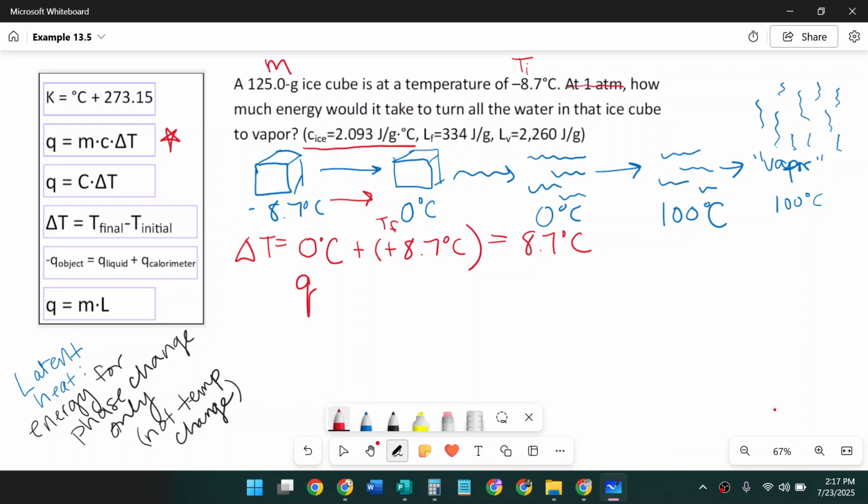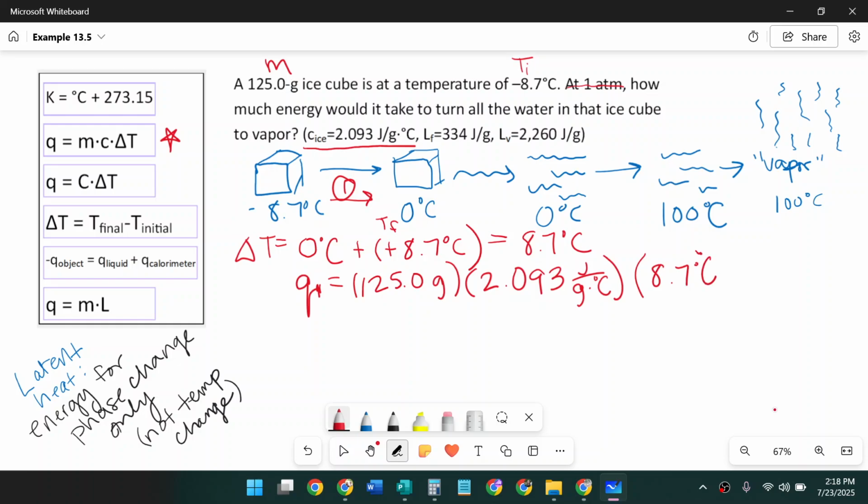So now we can find the Q of step 1. I'm just going to call it Q1 because that's our first step. So M, C, change in T. 125.0 grams. Our C they gave us, remember our specific heat capacity is different for different things. We know what it is for water, but they've given us what it is for ice. And then our change in temperature. All right, so we're going to put all these together.